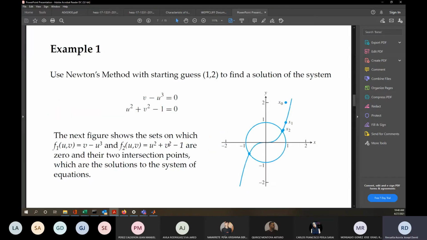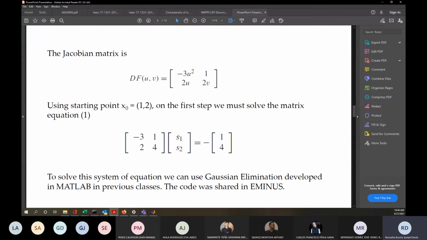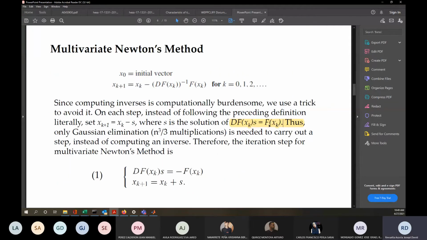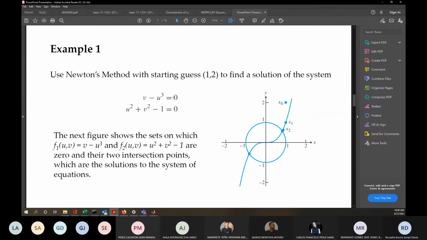And then we're going to solve for S. So this system, right? We're going to solve the Jacobian times S equals minus the function evaluated in the initial values. So we have S1 and S2, and this is going to be equal to, check this out. Let's evaluate the function. Evaluate this function in the initial values. How much is this? This is u and this is v. How much is that?